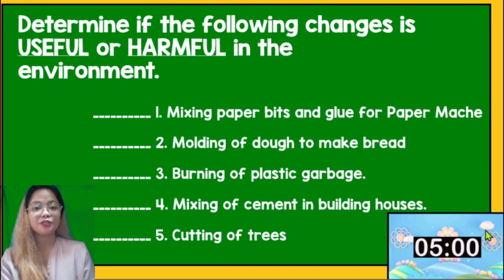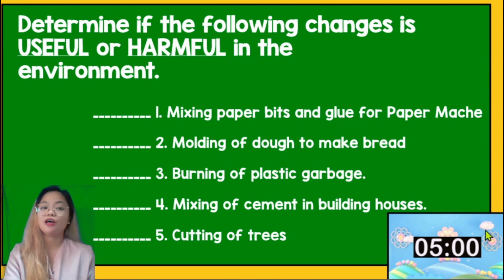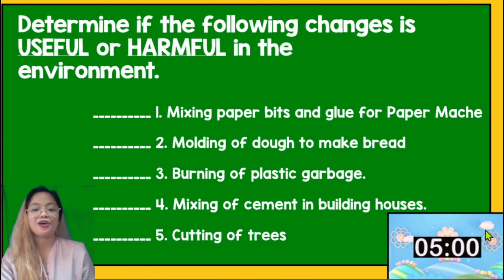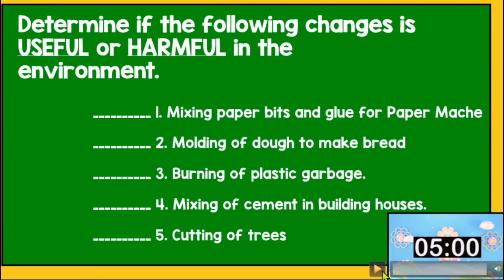So what you're going to do is to determine if the following changes is useful or harmful in the environment. You will write on the underline before the number, useful or harmful. You have 5 minutes to answer that challenge. Timer starts now.